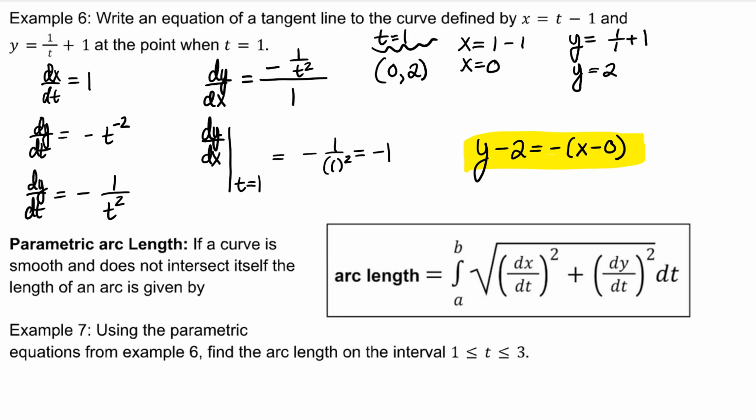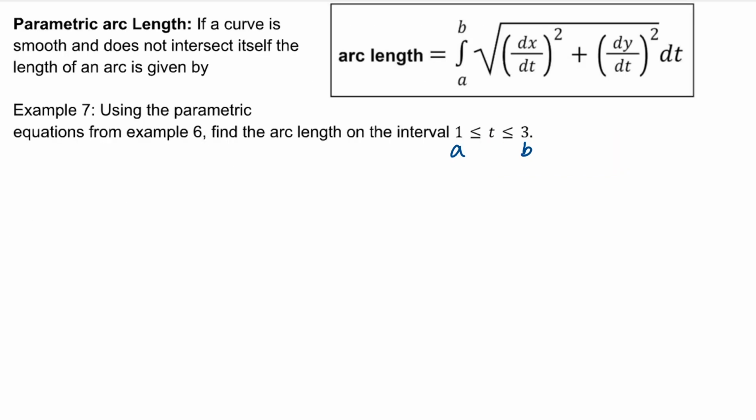If a curve is smooth and does not intersect itself, the length of an arc is given by this integral. Using the parametric equations from example 6, find the arc length on the interval 1 to 3. Given that interval, we know a is going to be 1 and b is going to be 3, the limits of our integral. The variable used to describe arc length is usually s.